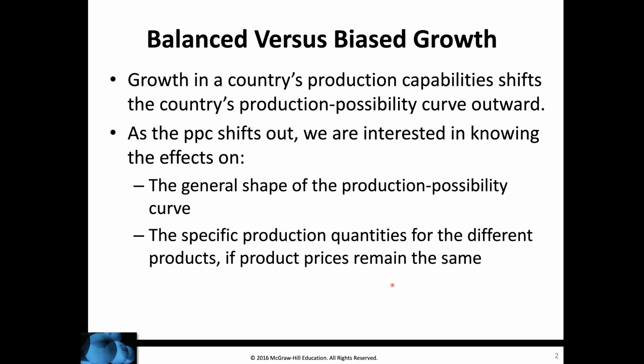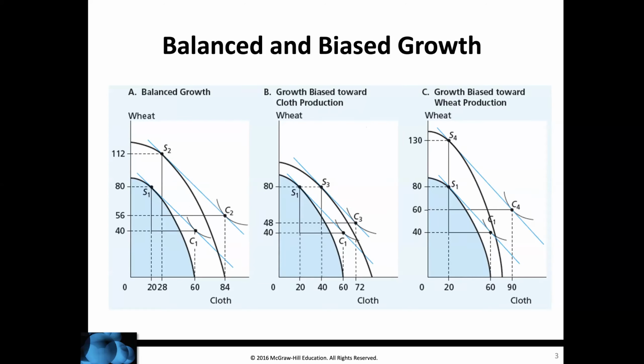However, if one product has an outsized growth, we call this biased growth. It's biased towards a particular product. You will see here three different graphs. We're looking at figure 7.1 in the book. The first, 7.1a, shows balanced growth. So the growth is exactly proportional between cloth and wheat.